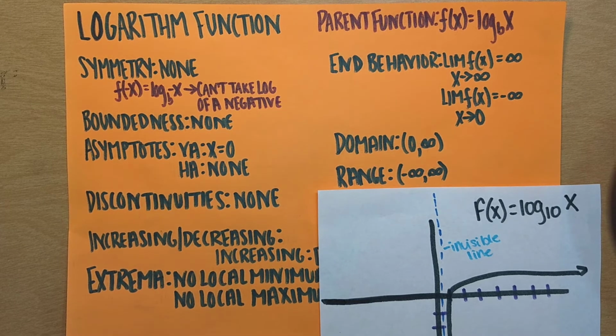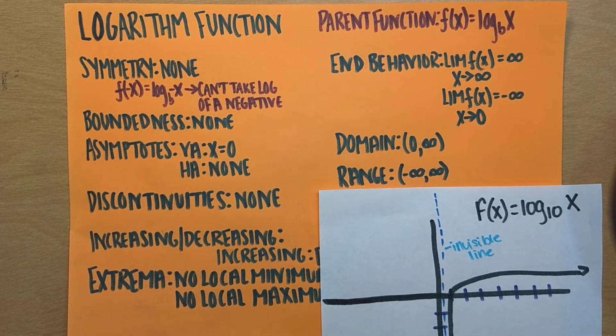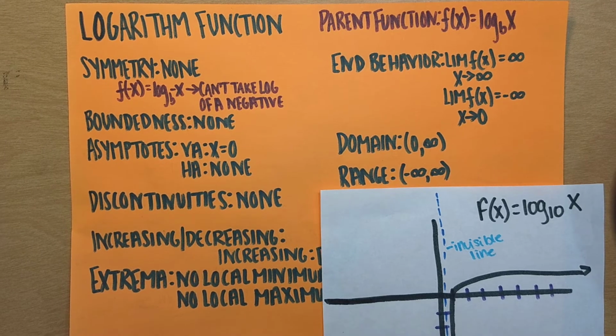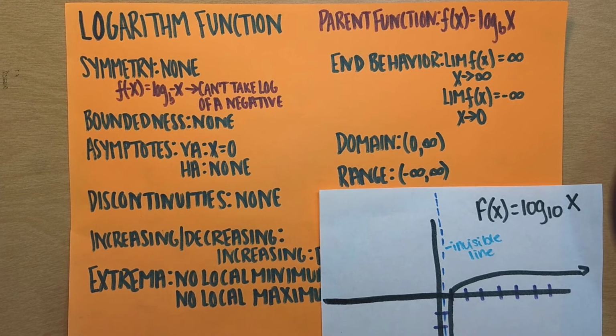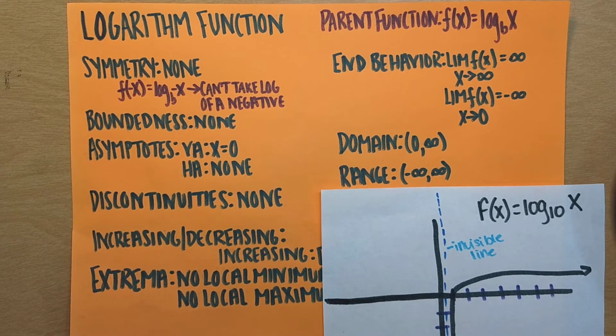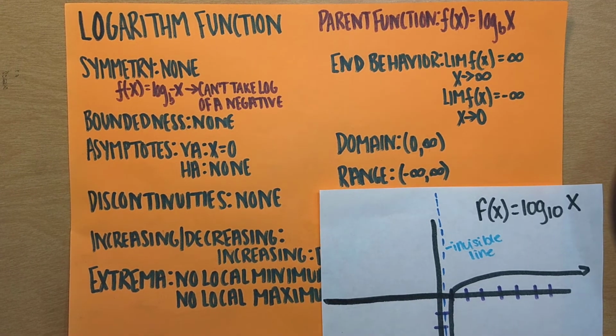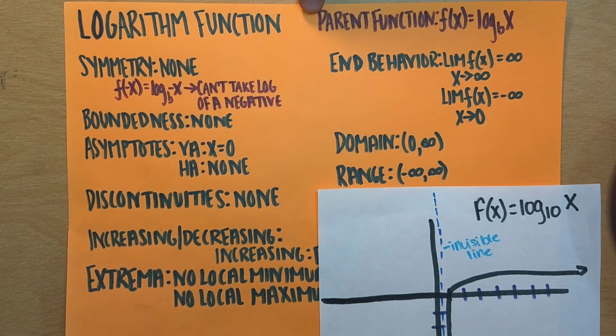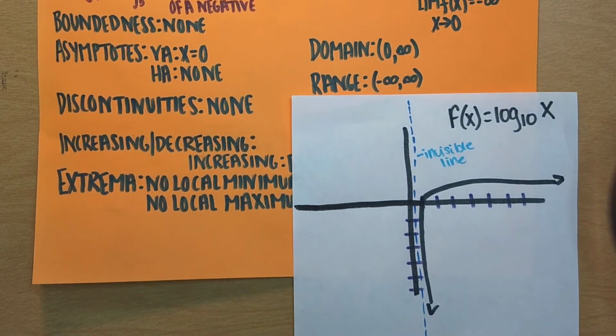The function has one vertical asymptote of x equals 0. However, there are no discontinuities. I guess it likes to just keep going. Interesting facts. The function never decreases but only increases from 0 to infinity. There are no extremas. The only appropriate way to end our video is to discuss end behavior.